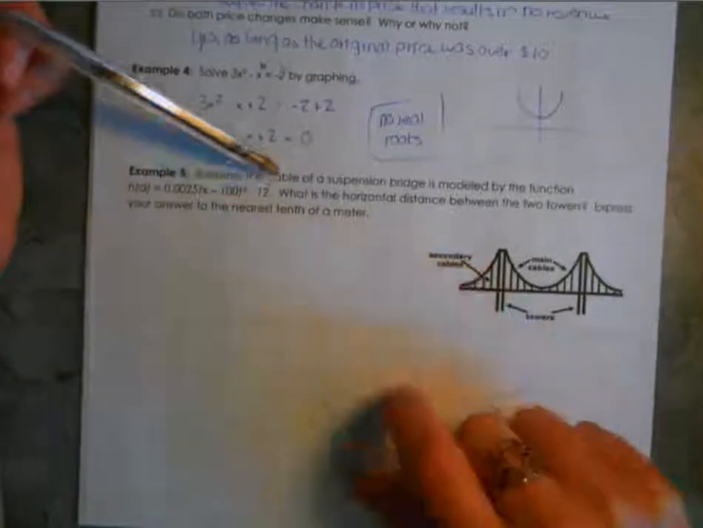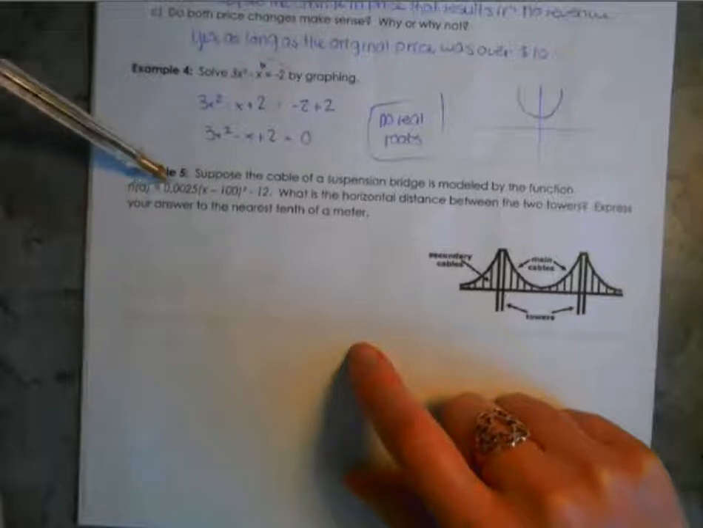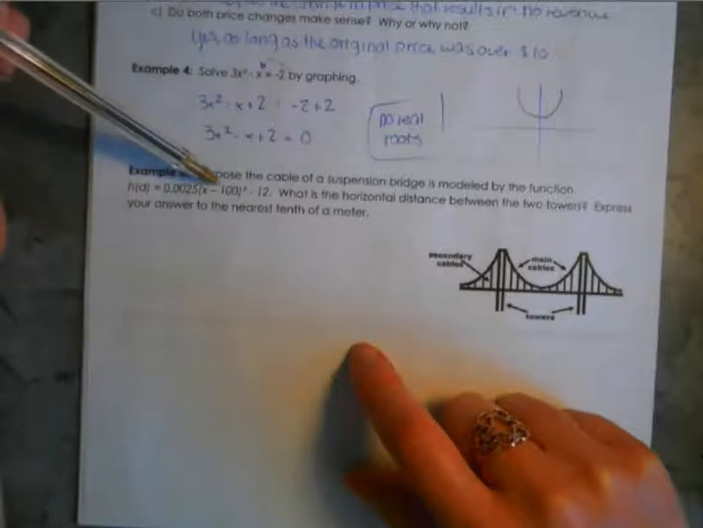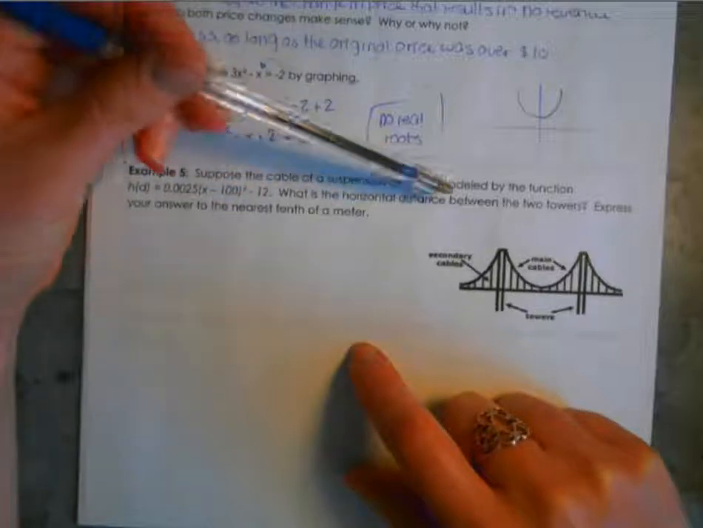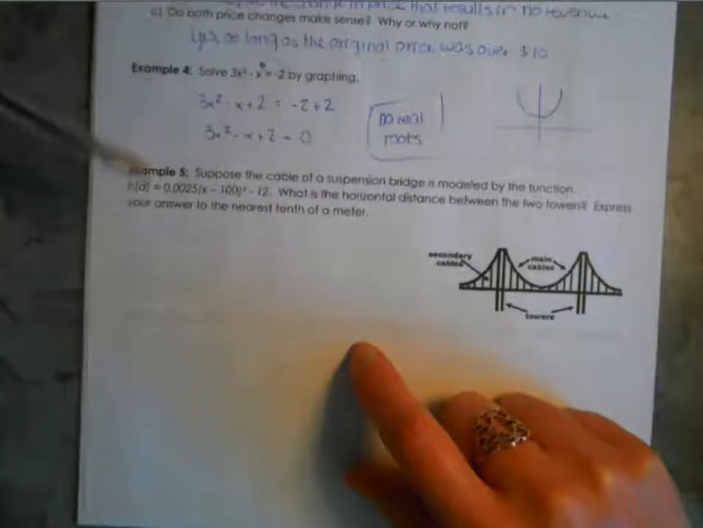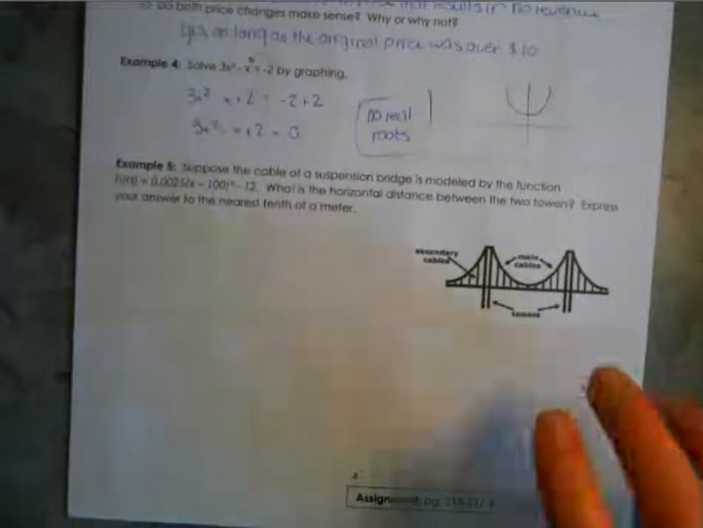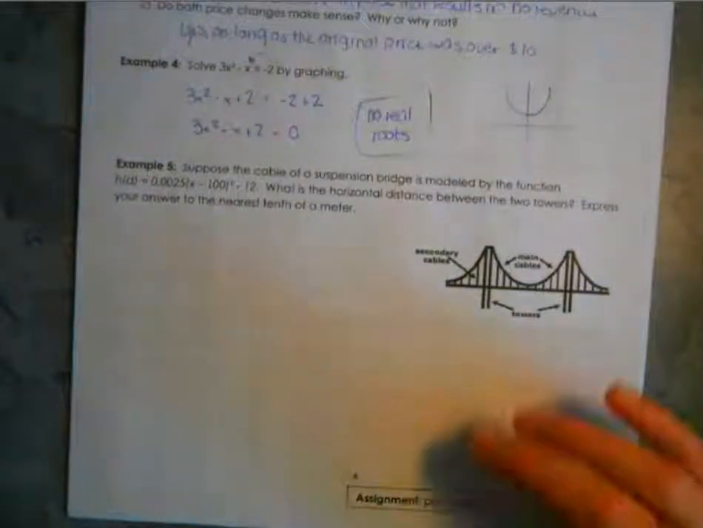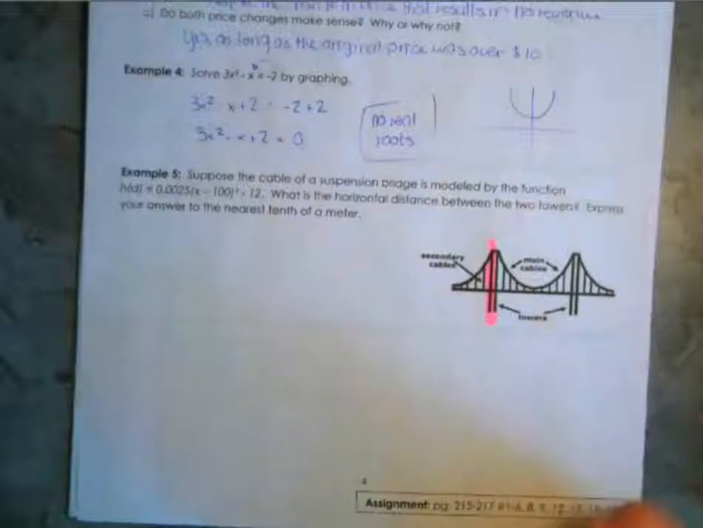Suppose the cable of a suspension bridge is modeled by the function h(x) equals 0.0025 times (x minus 100) squared minus 12. What is the horizontal distance between the two towers? Okay, so essentially if we look here, we've got towers. Maybe I'll use my highlighter real quick. So we have this tower here, right?